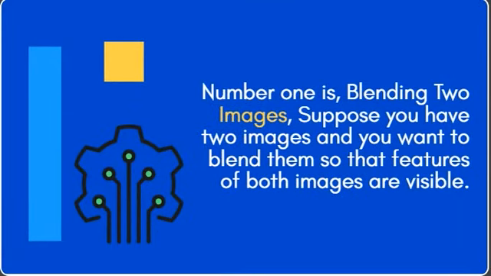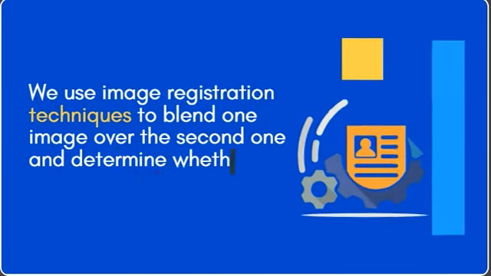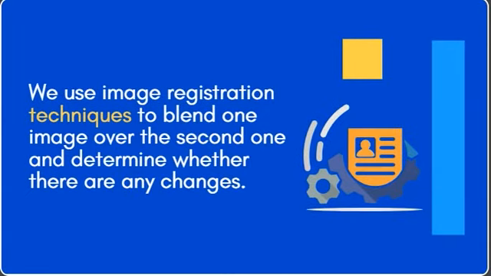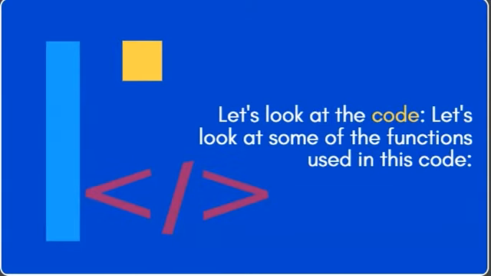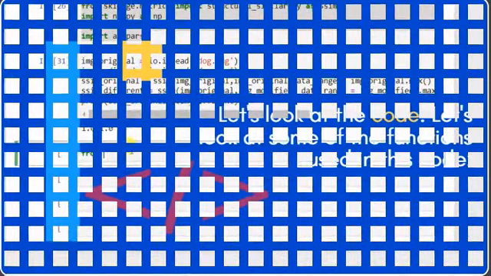Number 1 is blending two images. Suppose you have two images and you want to blend them so that features of both images are visible. We use image registration techniques to blend one image over the second one and determine whether there are any changes. Let's look at the code. Let's look at some of the functions used in this code.